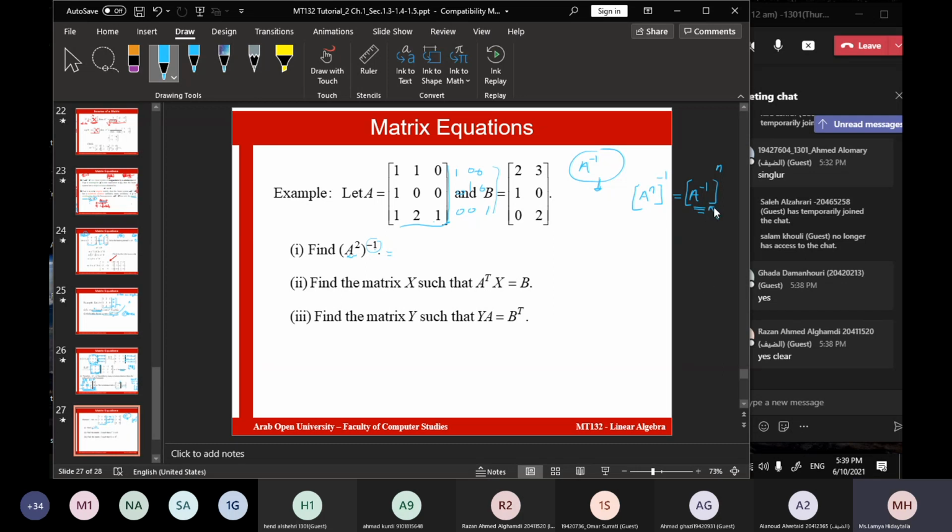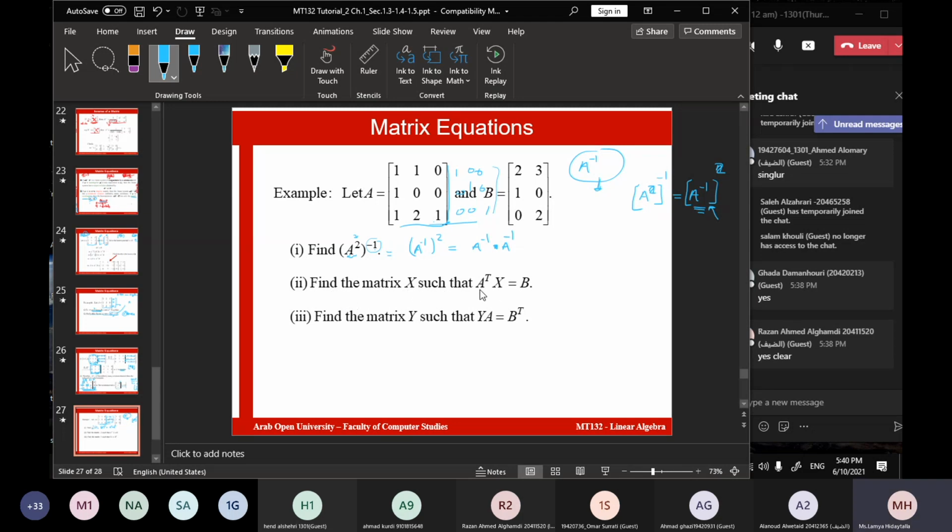So I already got this A inverse. When I did this, I got A inverse. What remains? Here the power is 2, so n is 2, meaning A squared. So what remains is to multiply it times itself. So it's the same as A inverse squared, which is A inverse times A inverse. Clear?